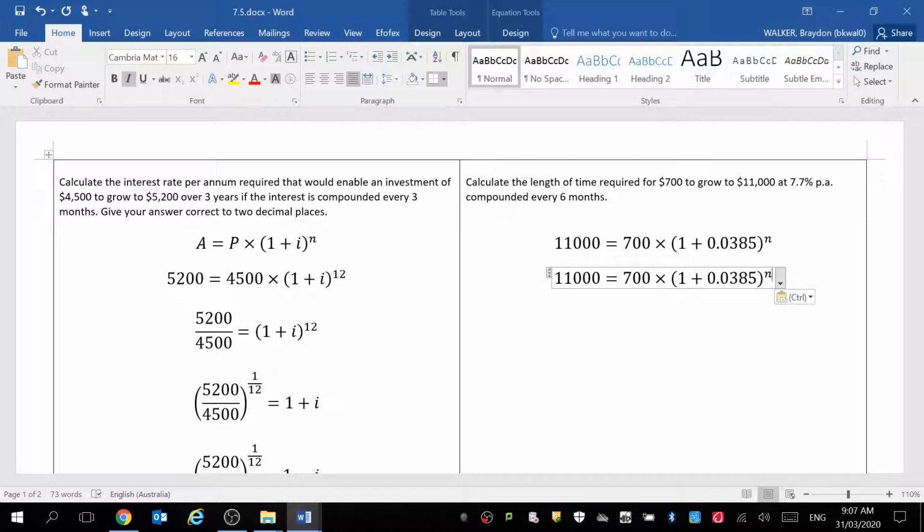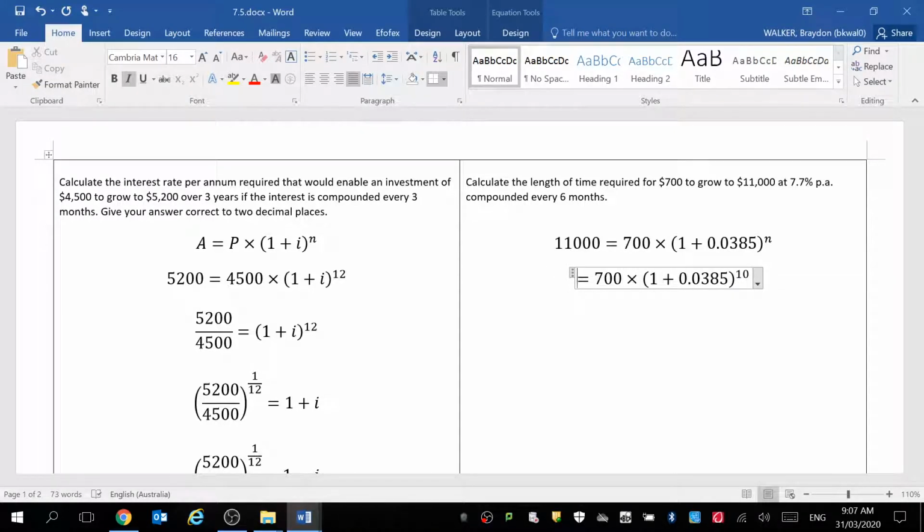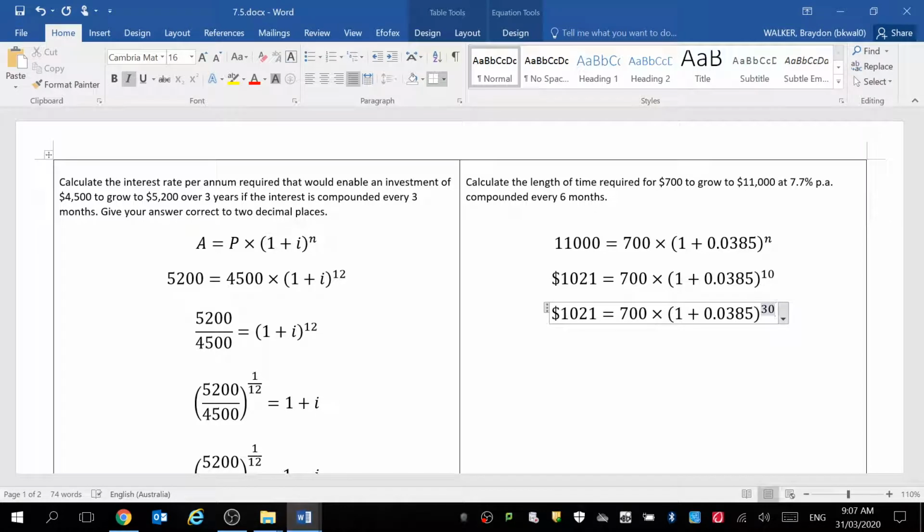So let's just start with n equals 10, okay? And let's find out what happens. So instead of putting 11,000, remember we want it to grow to 11,000. So 700 times 1 plus 0.0385, and that's all to the power of 10. I only ended up with $1,021. So that is definitely not going to be big enough. I'll still put it in, 1,021. I know this might seem a bit crazy. Let's go 50. Actually, no, let's start with 30. Let's see where 30 gets us.